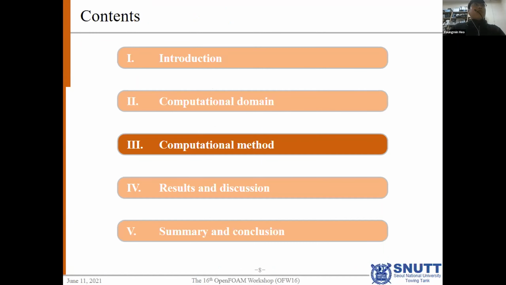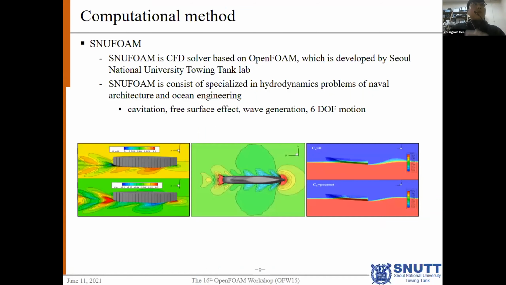Next, computational method part. SNUFOAM is a CFD solver based on OpenFOAM, which is developed by the Seoul National University Think Tank Lab. SNUFOAM is specialized in hydrodynamic problems of naval architecture and ocean engineering, such as cavitation, free surface effect, wave generation, and 6 DOF motions.